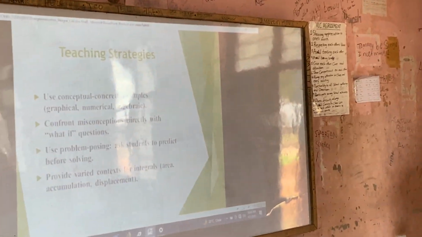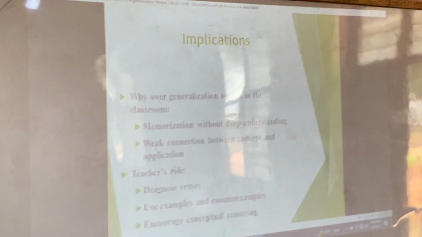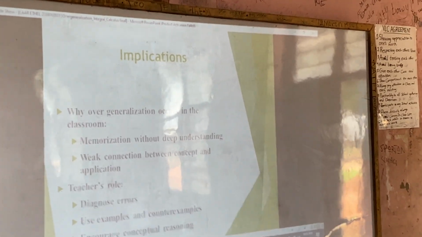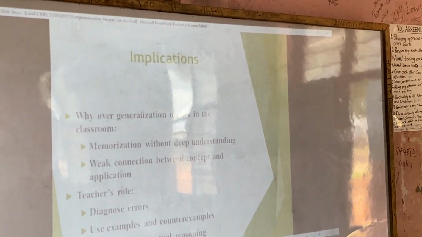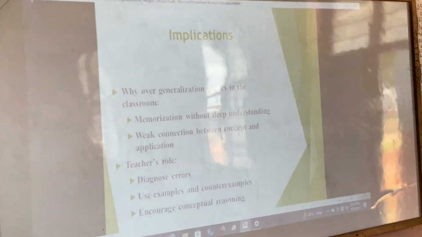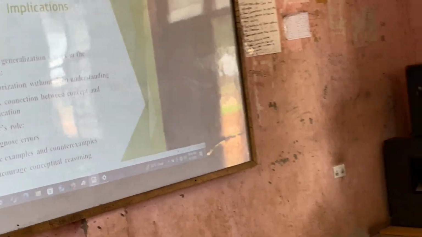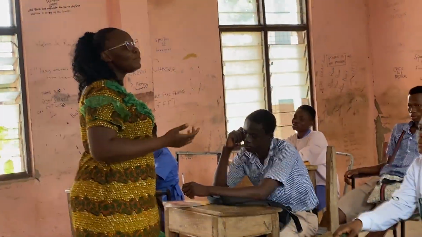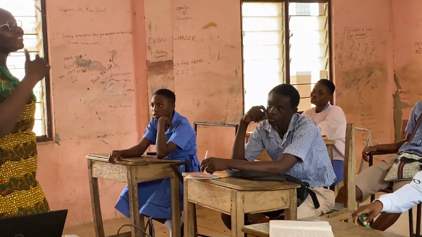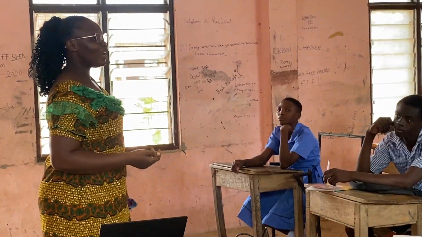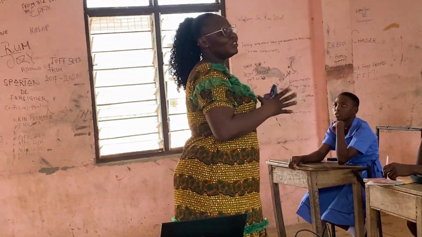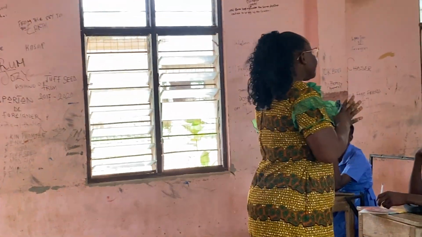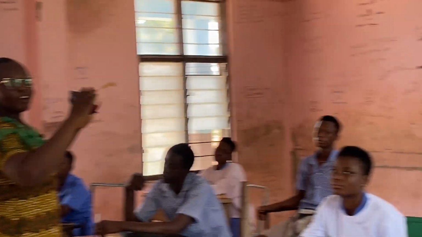Now, the teachers have a role to play in dealing with this overgeneralization. What are the roles the teachers are supposed to play? We have to use examples and counterexamples. That means we have to use more examples so that you understand these concepts. So we understand that when it's negative, there's a different formula.